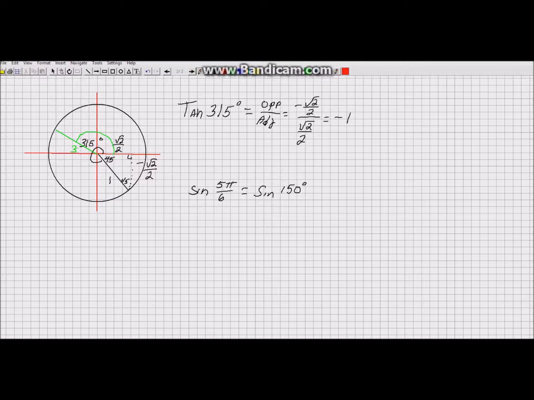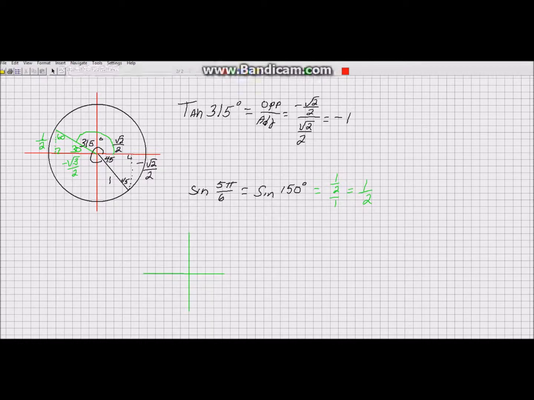Hypotenuse is 1. I drop a perpendicular, and I'm creating a 30, 60, 90 triangle. Opposite 30 is 1/2. Opposite 60 is square root of 3 over 2, but it's negative because it's drawn in the second quadrant. So the sine is the ratio of the opposite side, positive 1/2 over 1, or 1/2.